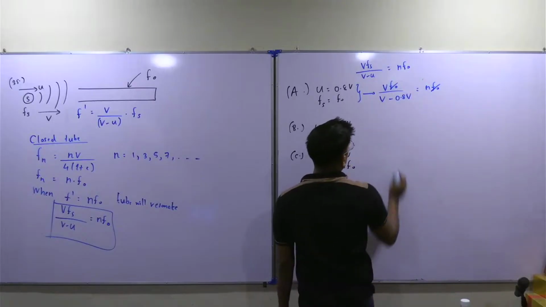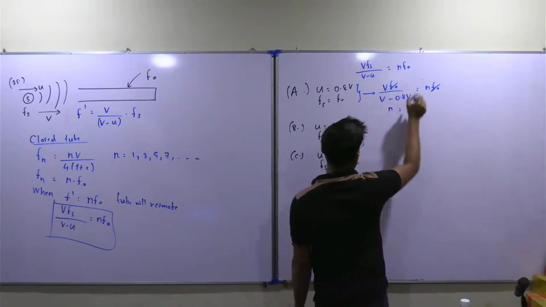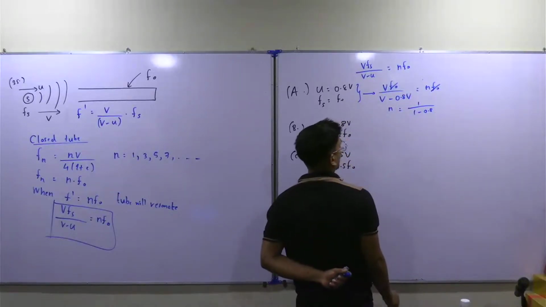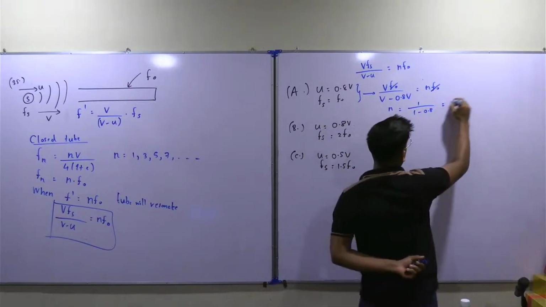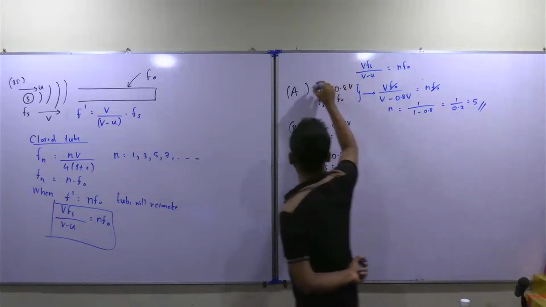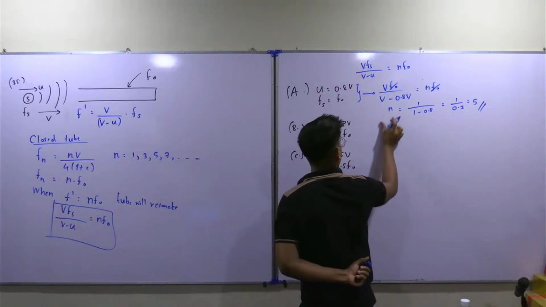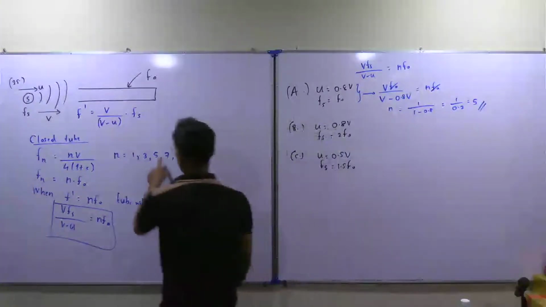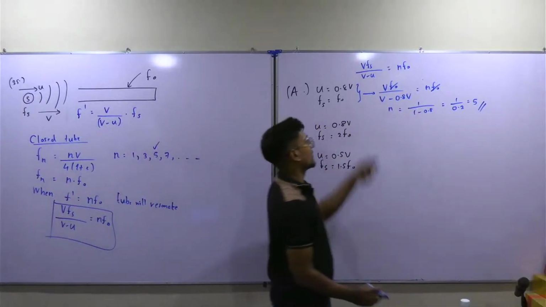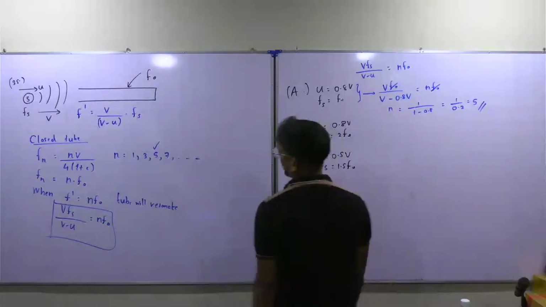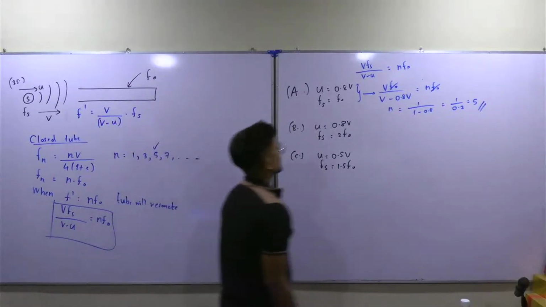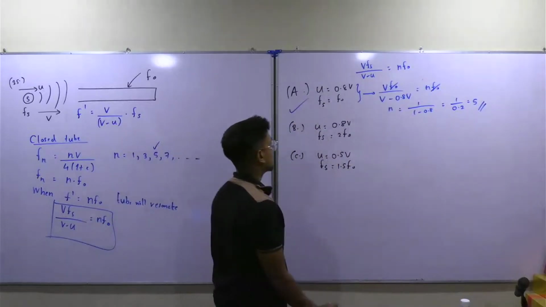F naught and v can be cancelled. So you have n equal to 1 over (1 minus 0.8), so that is 1 over 0.2, that is 5. So under this condition, the harmonic number is 5. So 5 is a possible value, right? And n can be 5. So at this instant, the tube will resonate in the fifth mode of vibration. So under this condition, the tube will resonate.